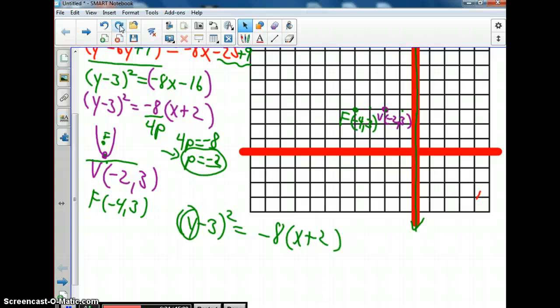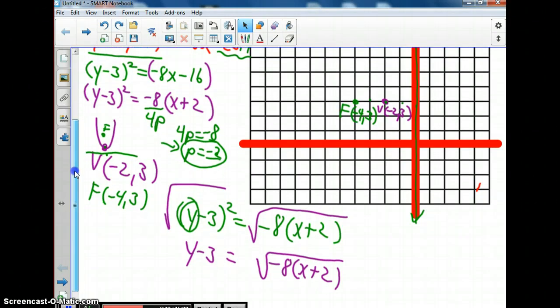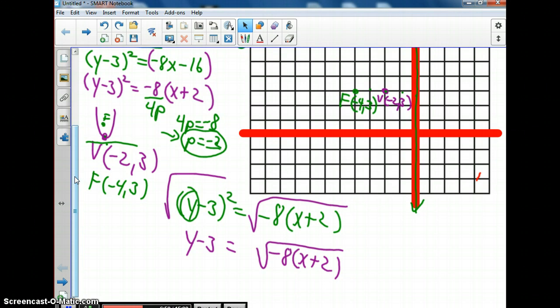Square root both sides. Beautiful. You guys are answering it exactly right. Square root both sides. So when I square root this, the square root and the square cancel, which you guys know about. Look at that, you get that. Now what's the next thing I would do to get the y by itself? Add 3. You'd add the 3 over. Here we go, I'm adding 3 over like this.